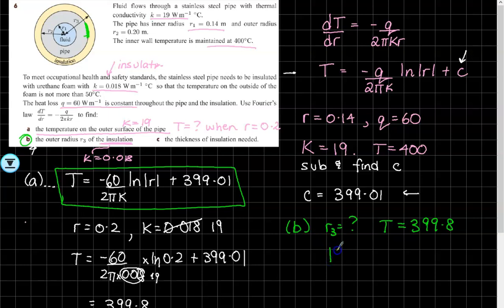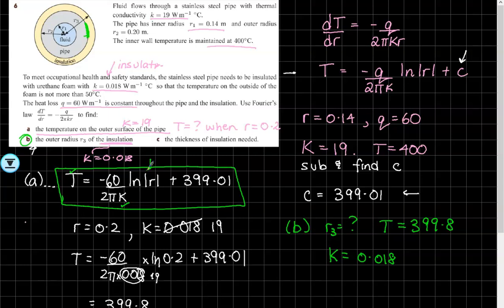And our K this time is 0.018. What else do we need? So we should have the temperature correct. We've got our K, that's a constant. We're trying to find this. That makes sense? So just a little bit different.